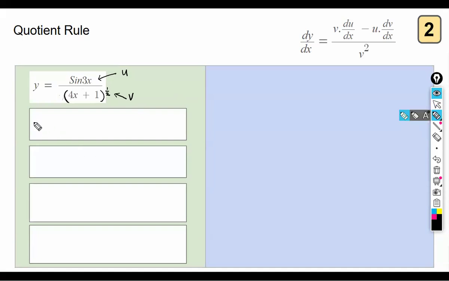So let's use u equal to sine 3x, and v equal to (4x plus 1) to the power a half. And of course, you need to differentiate each portion. For v, feel free to use the shortcut, because that's a hostage situation. And I showed you all how to differentiate a hostage situation.